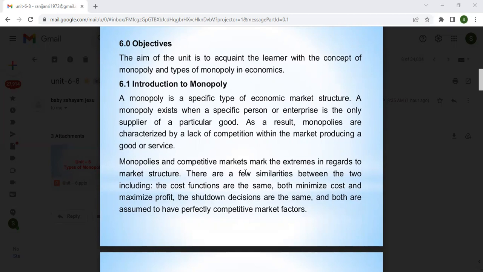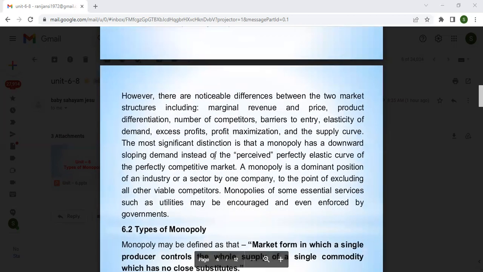There are a few similarities between the two, including the cost functions are the same, both minimize cost and maximize profit, the shutdown decisions are the same, and both are assumed to have perfectly competitive market factors. There are noticeable differences between the two market structures, including marginal revenue and price, product differentiation, number of competitors, barriers to entry, elasticity of demand, excess profit, profit maximization, and the supply curve.